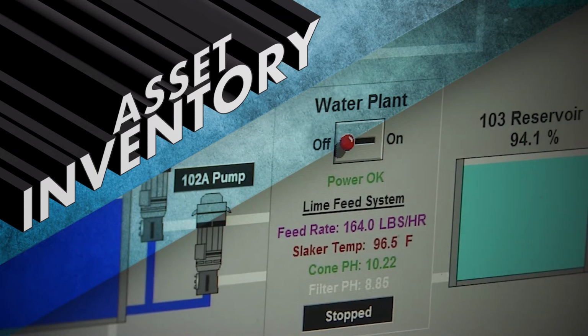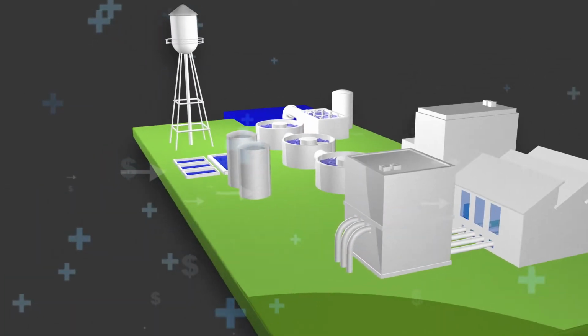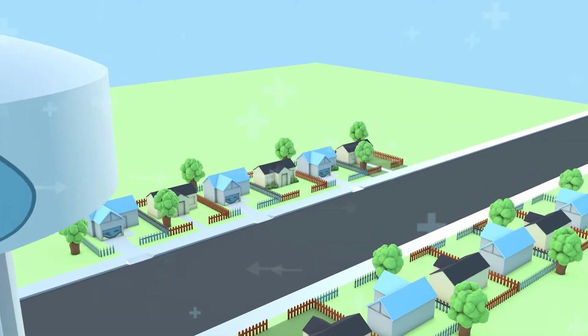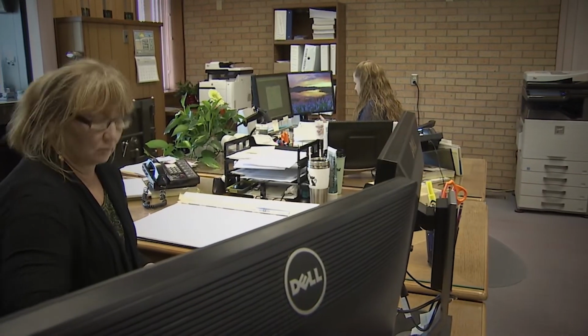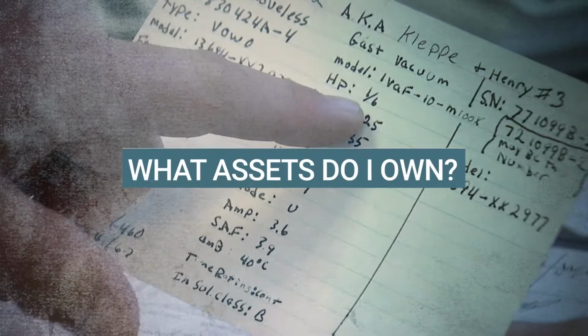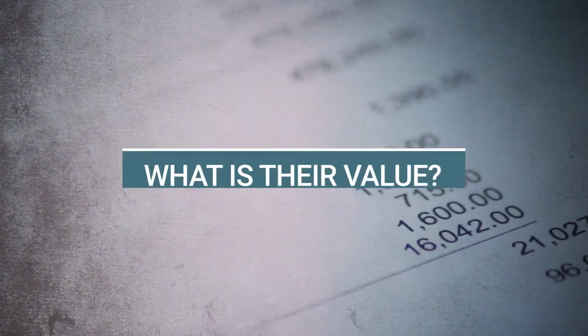Assets refer to all the different parts of the water system, including pipes, pumps, towers, and everything else involved in bringing water from the source to homes and businesses. This core component involves gathering information on questions such as, what assets do I own? Where are they? And what is their value?